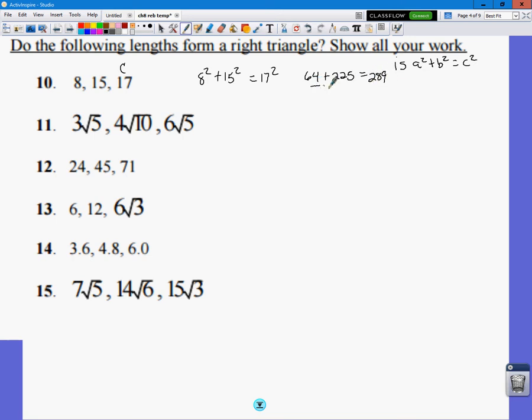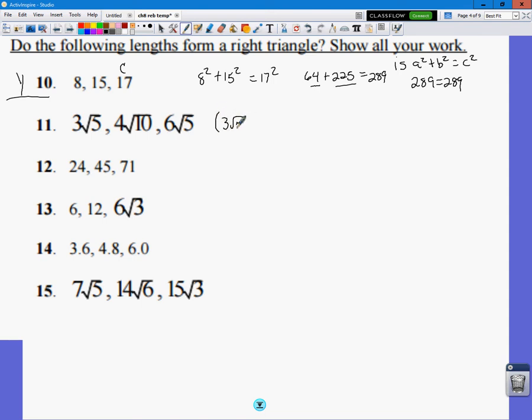And when I put these two together, 64 and 225, I do get 289. Since 289 is equal to 289, yes, this is a right triangle. When I go to do this one, it's a little hard to tell which side is the c. So I'm just going to square them to start with.